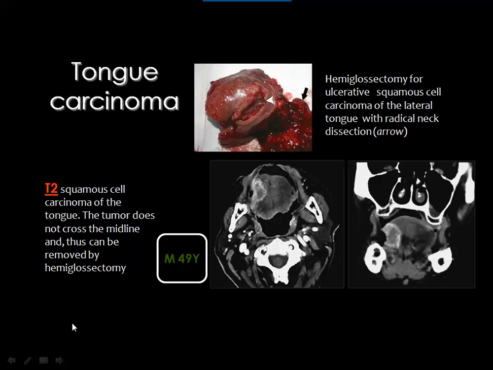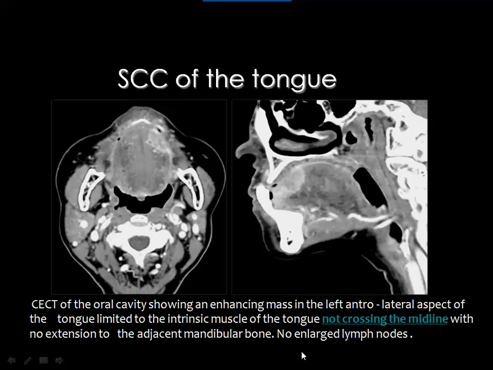This is a lesion which is located in the right side of the tongue, both in the axial and the coronal planes. The midline fat is intact and the tumor did not cross the midline and thus can be removed by hemiglossectomy, as you can see. Then crossing the midline is usually a sign that the tumor is not surgically resectable.